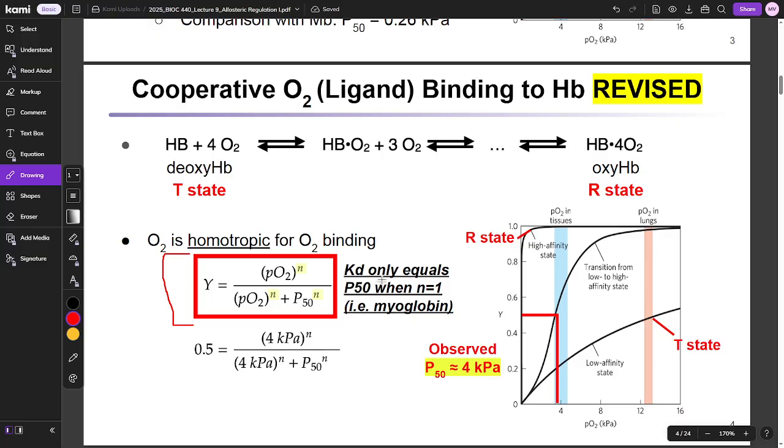But there's something to be very aware of for hemoglobin: because it's cooperative binding, the P50 value is also affected by this cooperativity number. So it says up here that KD only equals P50 when n equals 1. So for myoglobin, which only has one binding site, that's where that applies. But just be aware that they could sometimes change this. So if n is not just 1, it also changes the P50 as well.